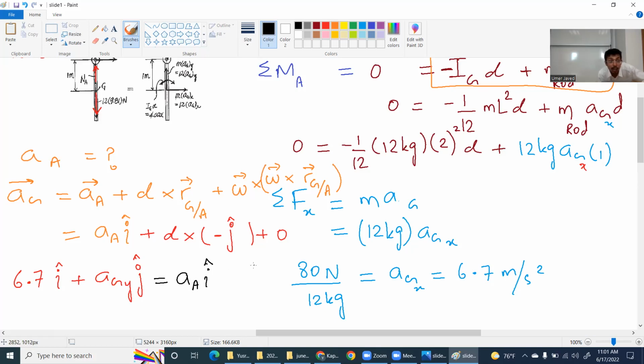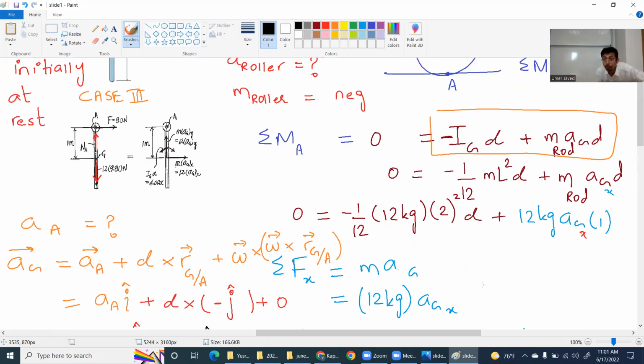Hang on, give me one second. Oh yeah, we did find it. So a_G x is 6.7. Yes, thank you. We will put 6.7 here. Then alpha comes out to be, in my notes, 20. Alpha in my notes is 20, and of course it is clockwise because I assumed it to be clockwise. So alpha is equal to negative 20 k.